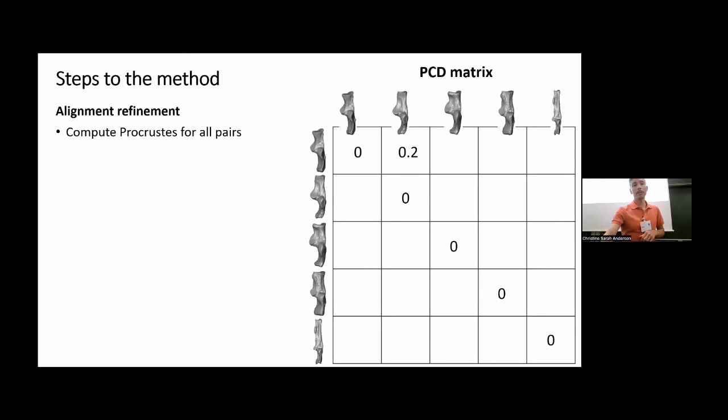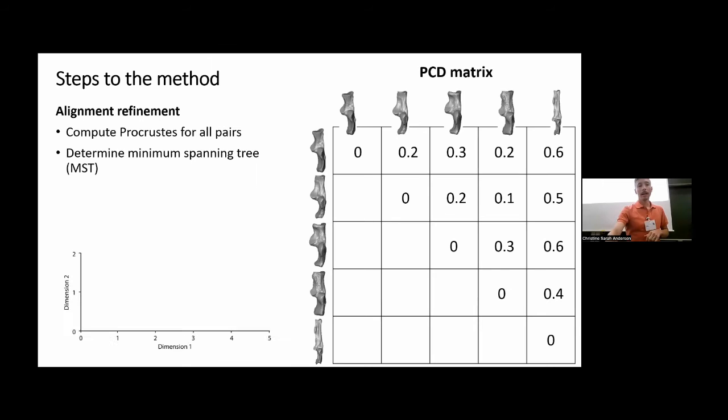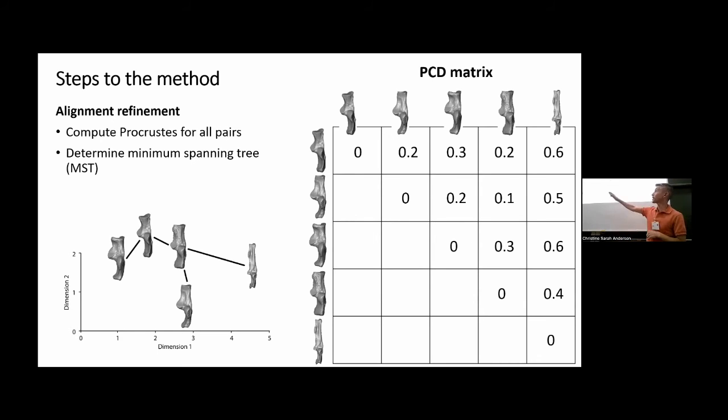And then we do that for all pairs, and then just compute the minimum spanning tree between those, and propagate the correspondences through that minimum spanning tree. In other words, we don't bother trying to compare the really different shapes to each other. We don't try to directly determine the alignment between shapes that have really high Procrustes distances in their pairwise mapping.